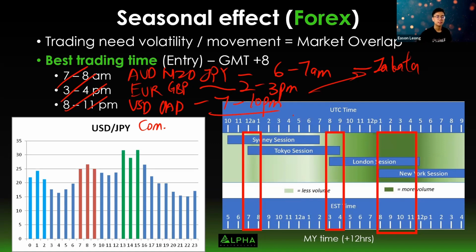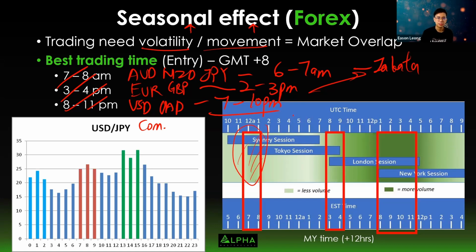Why is this the best time? It's because the forex market is not really 24 hours. The best time is only when two markets overlap. When two countries' trading zones overlap, the volatility increases and the movement increases as well, hence your profit gets higher. Only in this period is your profit higher, otherwise your profit is going to be very small.